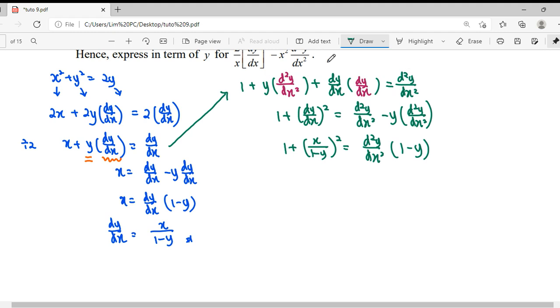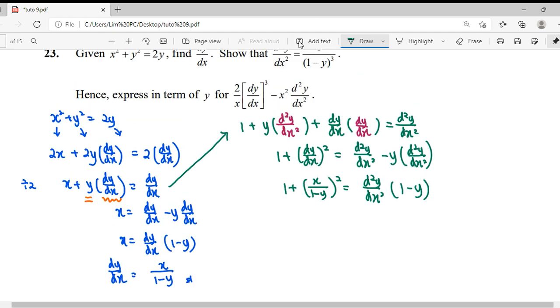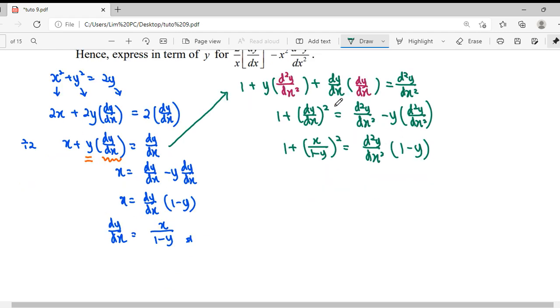Because if I move this to the left hand side, it will become y minus 1. So when I move this to the right hand side, it will become 1 minus y. So it is easier for me to obtain this part, 1 minus y cubed. So I rewrite it, d2y dx squared, 1 minus y.